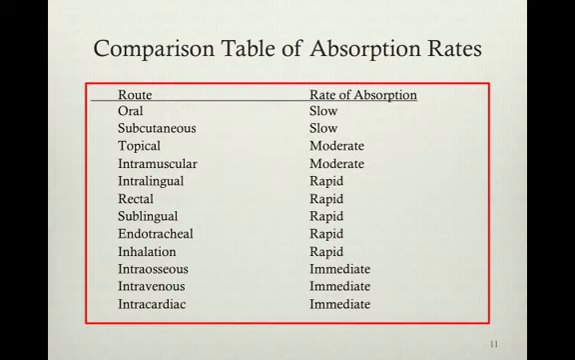Comparison chart of absorption rates. So when we look at oral, we get very slow absorption rates here, but intramuscular would be moderate, sublingual, endotracheal, rapid, interosseous. This would be just like putting it in the bone to where it gets in the central circulation. This would be immediate, intravenous immediate, intercardiac immediate. So this is a comparison of the actual absorption rates, or when the actual drug is available.